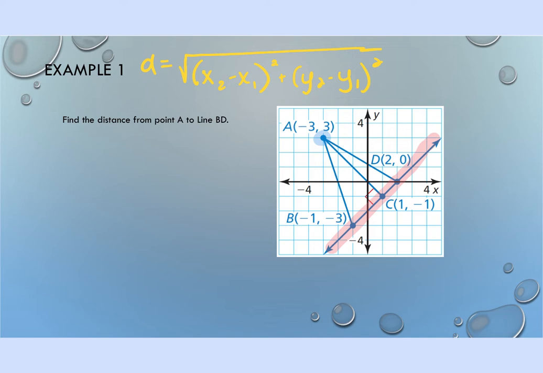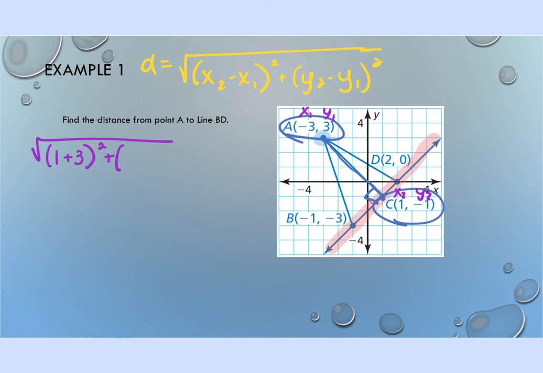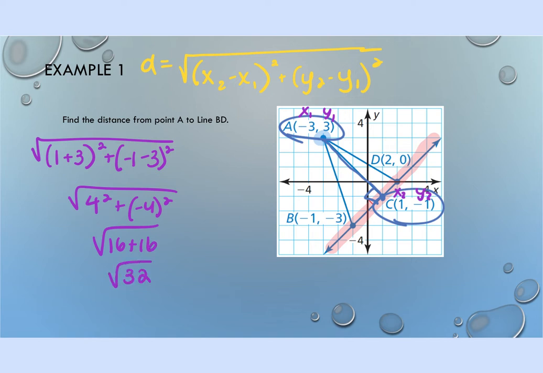So for that, I need the actual coordinate points at A and at C, which is the end of this perpendicular segment. It doesn't matter which one you make the 1s and which ones you make the 2s, as long as you're consistent. If this is x1, y1, then this is x2, y2. And I'd get the square root of 1 minus negative 3, which becomes plus 3, squared, plus negative 1 minus 3 squared. I get the square root of 4 squared plus negative 4 squared. 16 plus 16, square root 32.